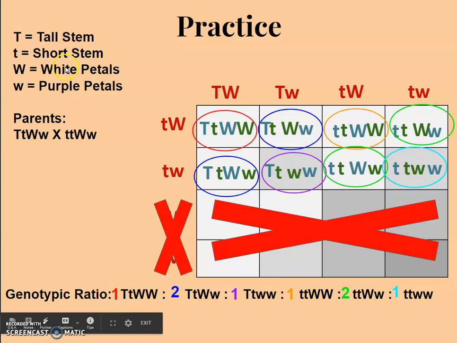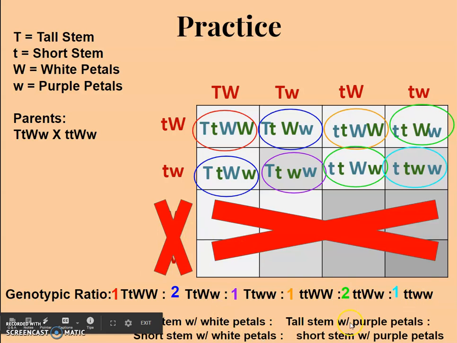So I see that I have a tall-stemmed organism here with white petals. And this is also a tall-stem organism with white petals. I have a tall-stemmed organism with purple petals, a short-stem white-petaled, and a short-stem purple-petaled. And so I have written all of those phenotypes down.